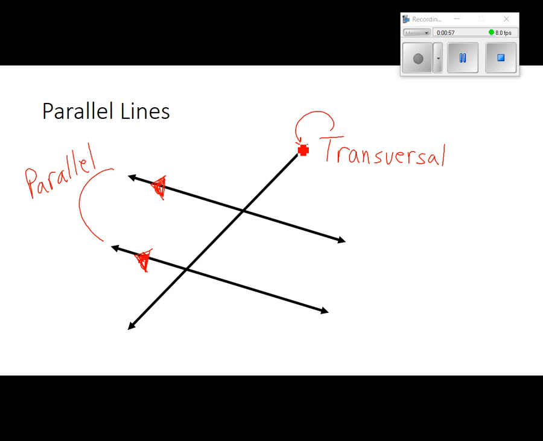When you have two parallel lines and a transversal, how many angles are formed? Yeah. So let's number those. 1, 2, 3, 4. Doesn't really matter how they're numbered. 5, 6. Oops. 5, 6, 7, 8. Numbered mine all crazy.